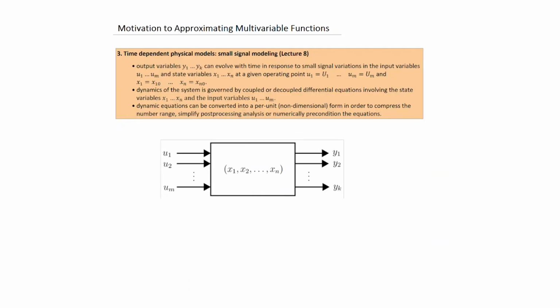All right, in the next lecture, we'll look at the third item, which is time-dependent physical models, also called small signal modeling, which will be discussed in lecture 8. If you look at the diagram below, I've got this box. I've got input variables, m possible, as many as you need. I've got output variables, y1, y2 to yk. And in this box, I have what we call state variables, which we'll be discussing next lecture and to some extent in this lecture.